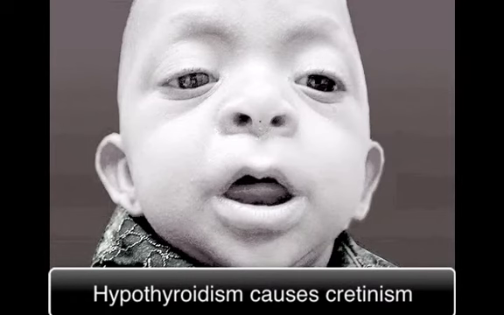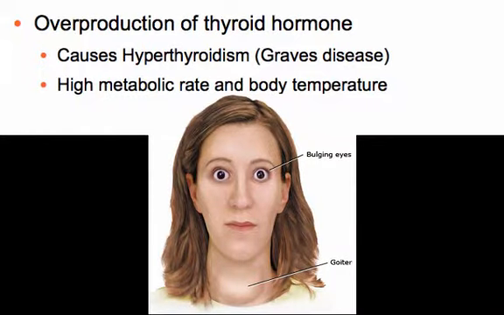Underproduction of thyroid hormones causes a condition called cretinism and results in low metabolic rate, low body temperature, and impaired physical and mental development. An overproduction of thyroid hormones results in a condition called hyperthyroidism or Graves' disease and results in a high metabolic rate and body temperature.